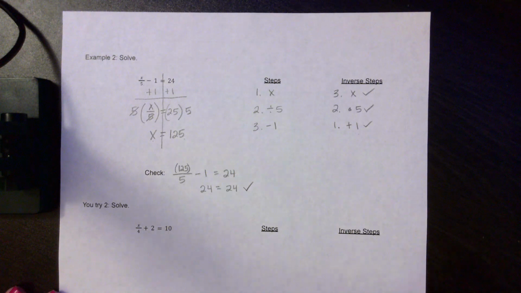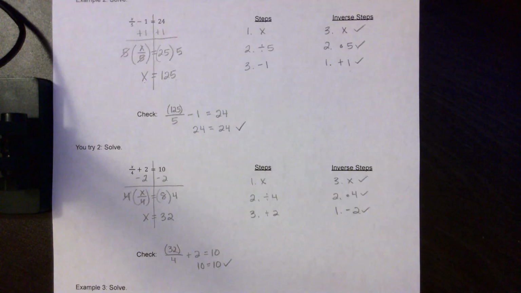So right now, pause the video, try the U-Try, and start the video again when you've completed the U-Try. My answer for U-Try number 2, I got x equals 32. Okay, so if you got x equals 32, you can move on to the next example.